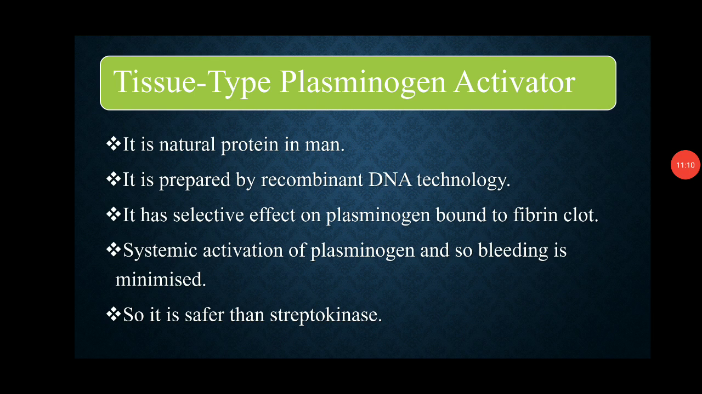This is the first point, fibrinolytic agent or thrombolytic agent. Fibrinolytic means dissolution of clot. It consists of three drugs or agents. Streptokinase, obtained from beta hemolytic streptococci. Then the second agent, urokinase, prepared from human urine. And then tissue type plasminogen activator, prepared by recombinant DNA technology. These are the fibrinolytic agents.